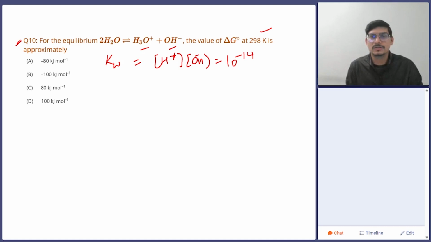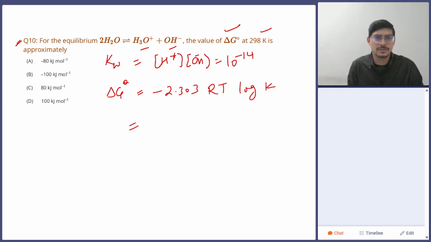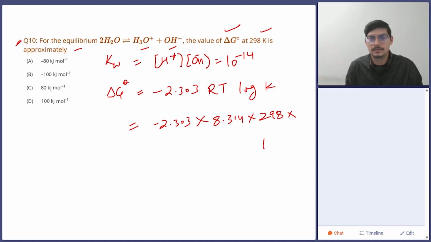And the question is, what is the value of standard Gibbs energy? So standard Gibbs energy is going to be minus 2.303 RT log K. So this question is indeed simple, just a bit of calculation. Right, so 2.303 multiplied by the value of R, 8.314. They have not given any value, so you take 8.314, the exact one. The temperature is 298 and log 10 raised to the power minus 14.